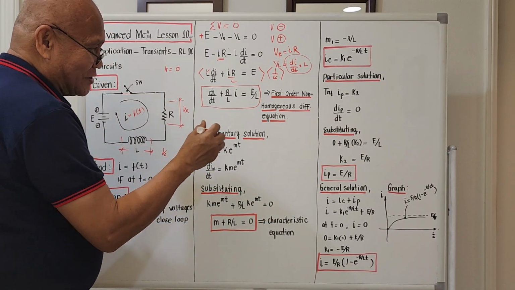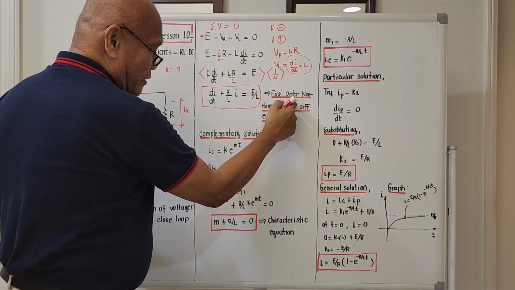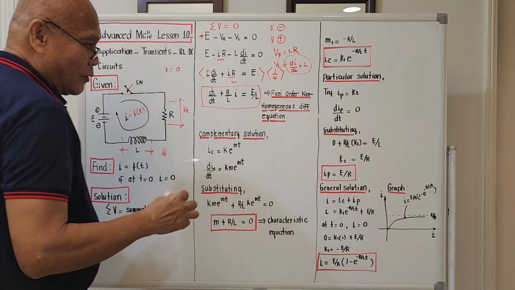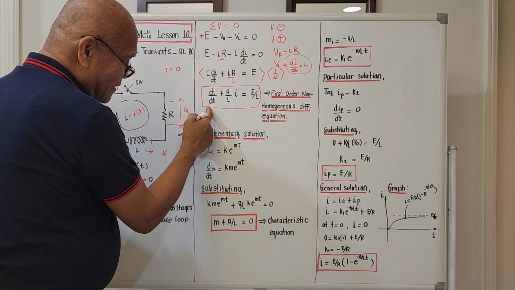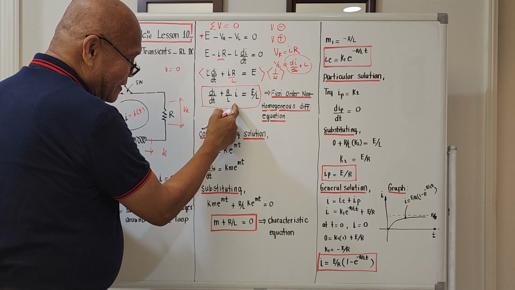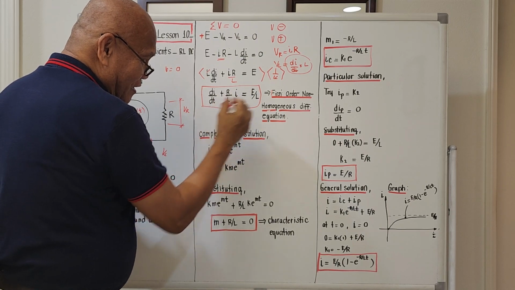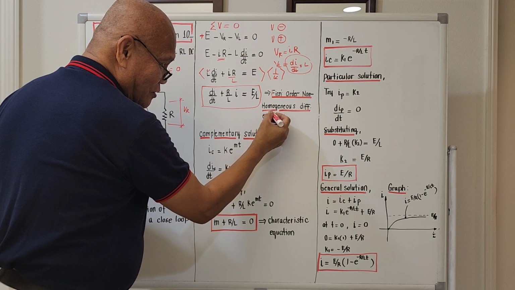So actually, what is given now is a first order non-homogeneous differential equation. Why first order? di dt is the first derivative, right? And I is just simply I. And this is equal to E over L. Since the right hand side is not equal to 0, this is a non-homogeneous differential equation.